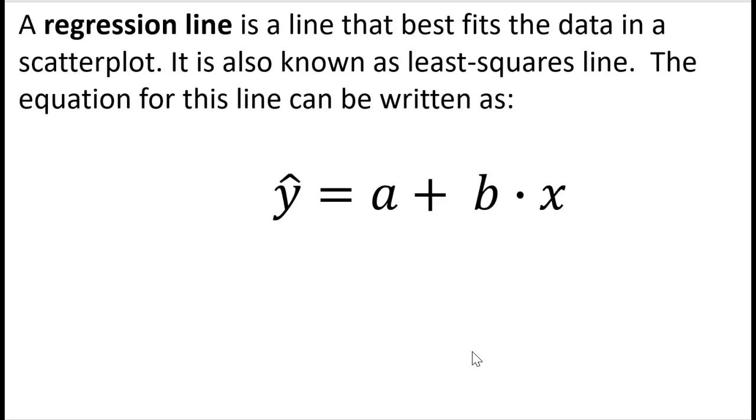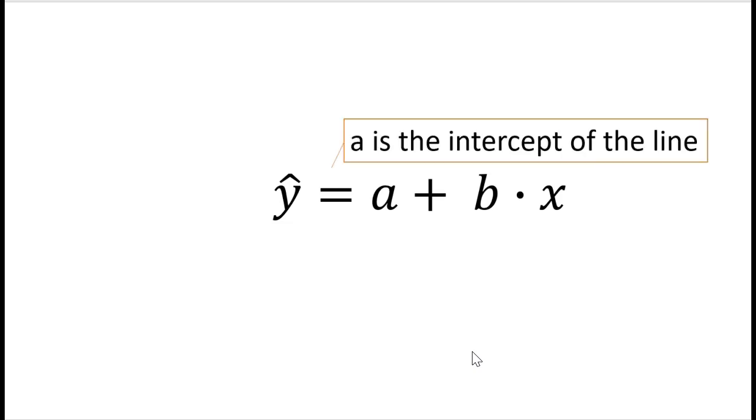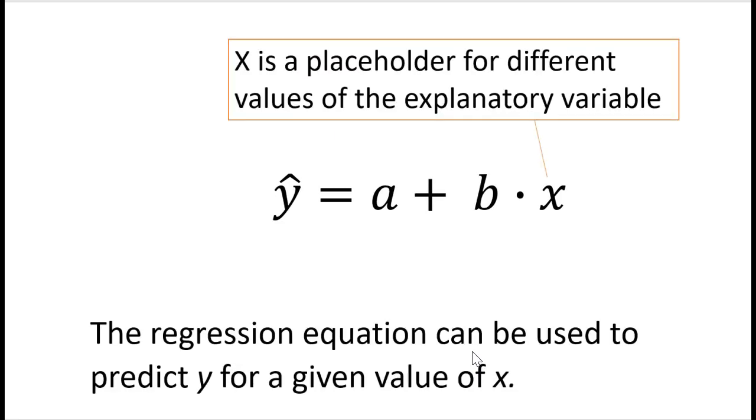Now let's look at each of the pieces of the equation. The hat on the y lets us know that y is a predicted value. When writing a regression line, it's very important to make sure that you have the hat on top of the y. A is the intercept of the line. B is the slope of the line. X is a placeholder for the different values of the explanatory variable. The regression equation can be used to predict y for a given value of x.